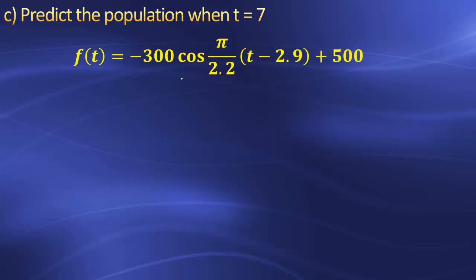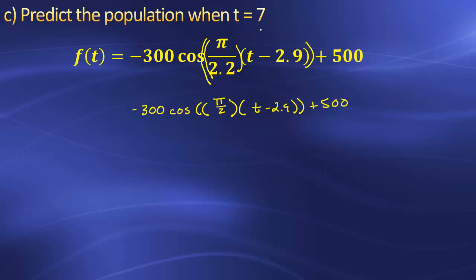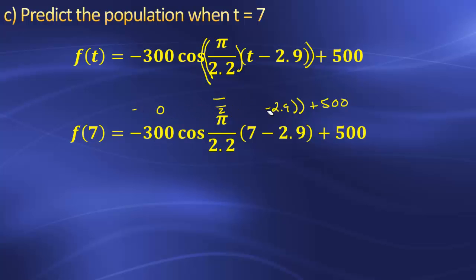Now, something that I should clear up. When we read this, that's all well and good. But when you plug this into your calculator, you're going to want parentheses. So basically, you're going to plug it in like this: negative 300 cosine, parentheses, parentheses, pi over 2.2, close parentheses, another set, t minus 2.9, close them both, and then add 500. Except we know that t is 7, so you replace t with 7.